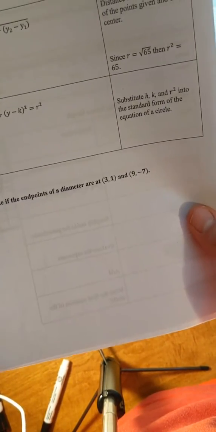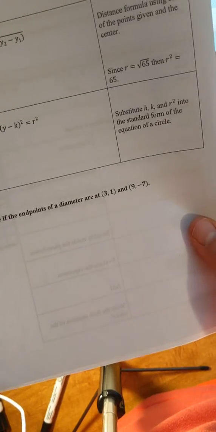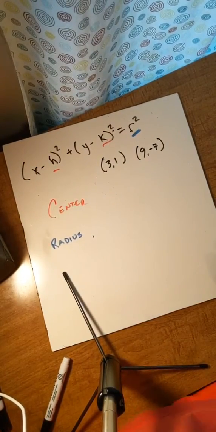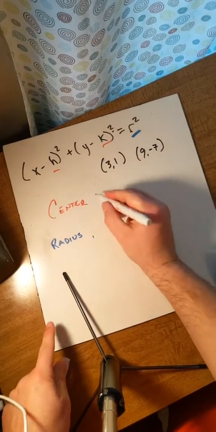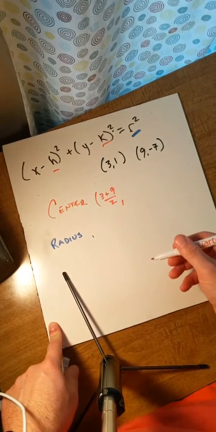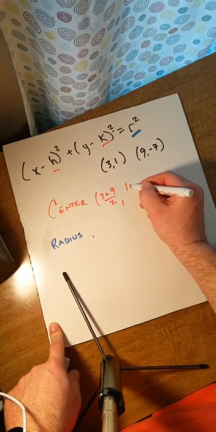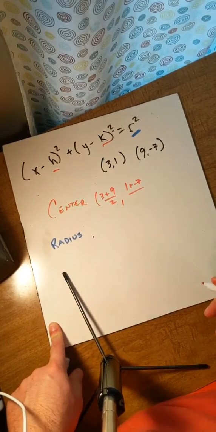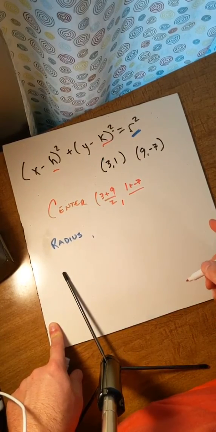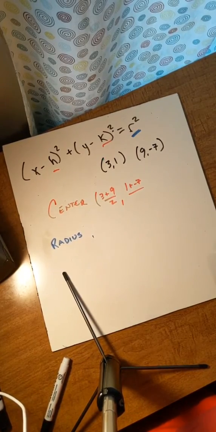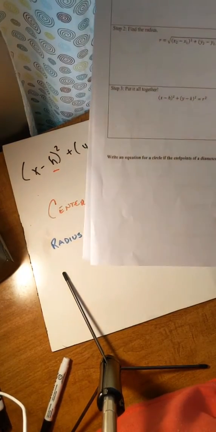All right, so we got 3, 1, and 9, negative 7. The center is where we take our x's together and divide by 2. So we got 3 plus 9, and we'll divide that answer by 2. And then we got 1 plus the negative 7 when we are finding the radius. Oh, did I mess up? It's always going to be the center. I'll double check that. Oh, geez. Yeah, I must have made a mistake. It says radical 65.